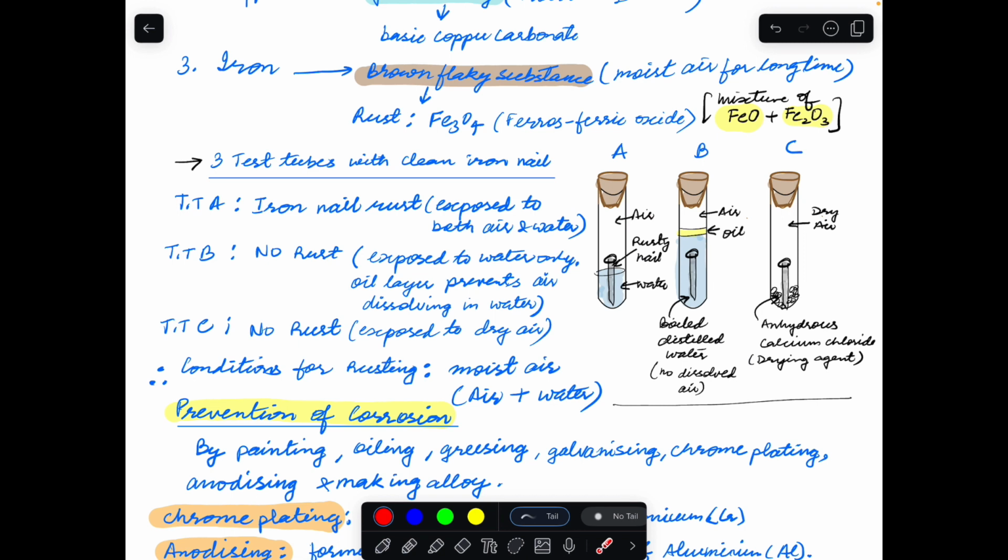So there will not be any rusting in B and C. Why? B has water but no air. C has air but no water. A is the only one which has both water as well as air. So in test tube A, the iron nail will rust. Why? Because it is exposed to both air and water. Test tube B, no rust, because it is exposed to water only. The oil layer will prevent air dissolving in the water. And test tube C, no rust, because it is exposed to dry air. So the ideal conditions for rusting are moist air, that is, air and water. Both should be present.